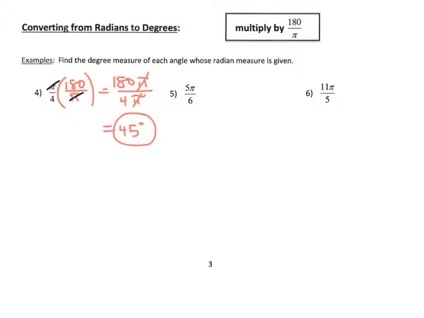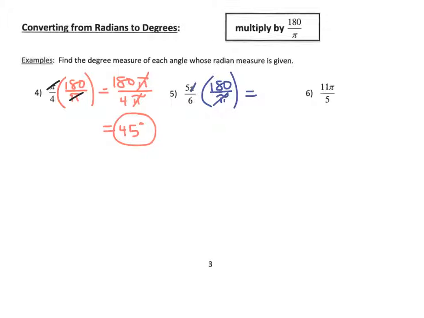Alrighty, so we're doing the same thing here. We're changing from radians to degrees. So when we do that, we multiply by 180 over pi. Okay, I'm going to do the kind of shortcut way. I'm going to cross off the pi's from the beginning. The one in the numerator cancels off with one in the denominator. And then I'm just going to multiply straight across.